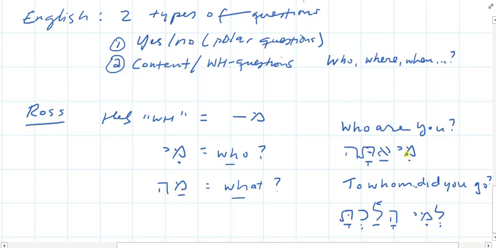Okay? So mi could stand by itself. Mi could have prepositions attached to it. And I could put any preposition there. I could say, in whom would be b'mi, right? Like whom, mi, and so forth.